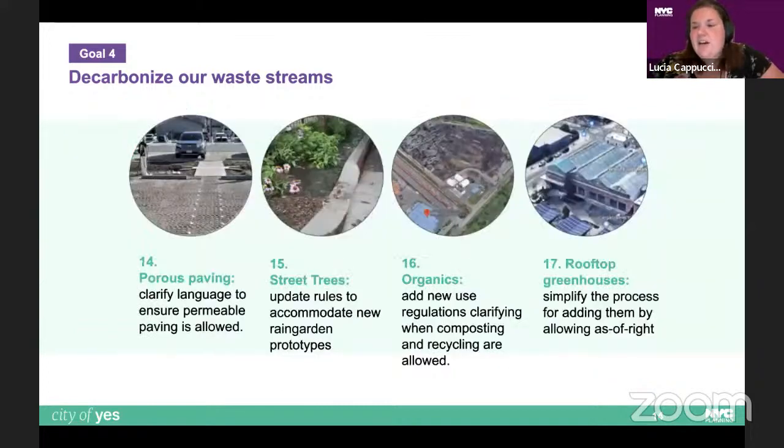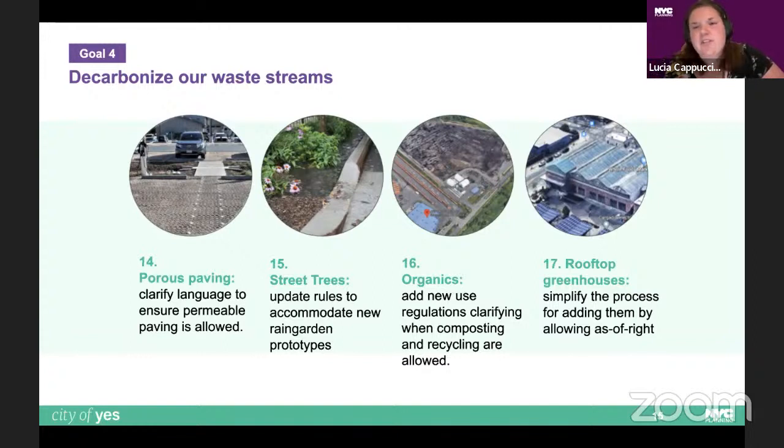So within this context, zoning can help contribute to a better environment in 4 key ways. First, clarify zoning's paving rules to ensure that permeable paving, which allows water to infiltrate the soil right where it falls, is always allowed. Second, update our zoning's street tree requirements to allow for new high performance tree bed types, such as connected tree beds and rain gardens. Third, our zoning resolution doesn't even mention the words compost or recycling because it's from 1961. So it's time to add specific rules clarifying where these uses are allowed to help those sectors grow.